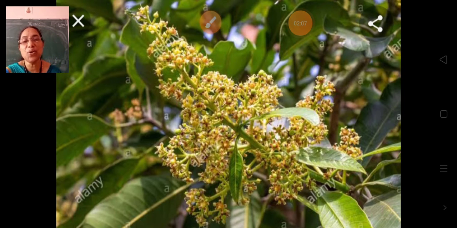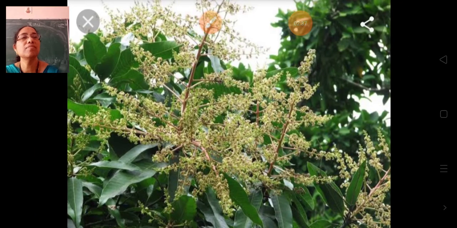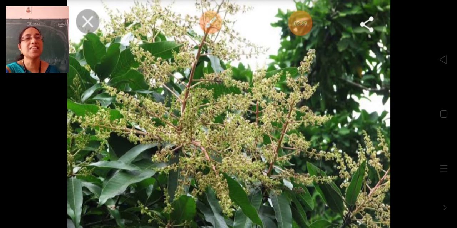because he knows that flowers become fruits. He knows that these flowers will turn into fruits. So he feels very happy seeing the flowers on his mango tree. See the flowers of a mango tree.